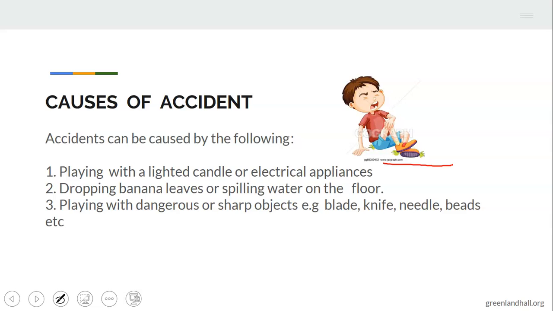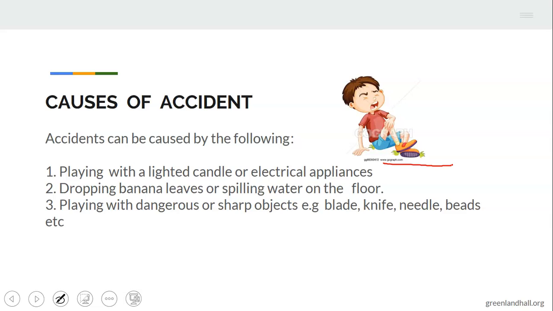Then, accident can be caused while dropping banana leaves or spilling water on the floor. My dear, when mommy asks you to go and get water from the kitchen and you spill it on the floor, if that place is tiled, you might slip on it and you will fall, or maybe you just carelessly drop the banana leaf on the floor, and someone that is coming in, unknowingly, can slip on the banana leaf and the person will fall.